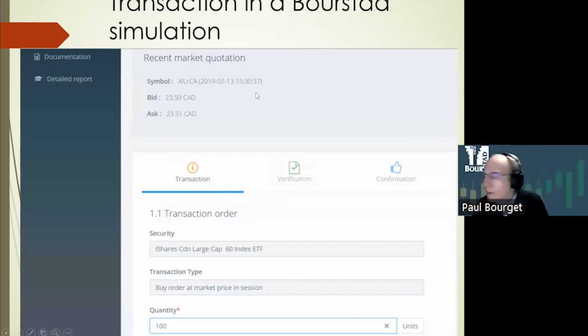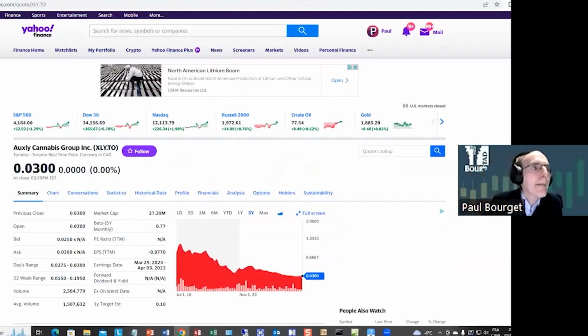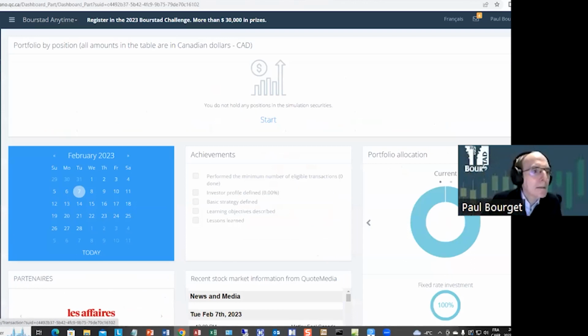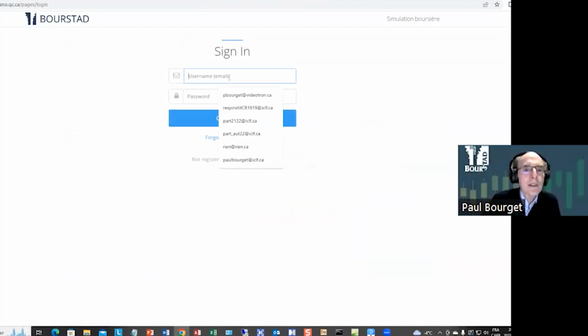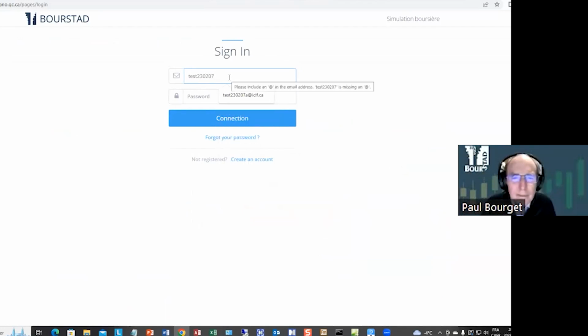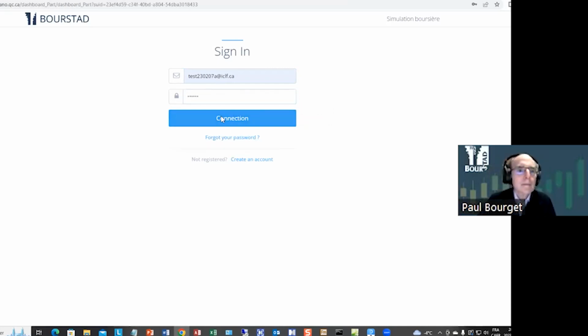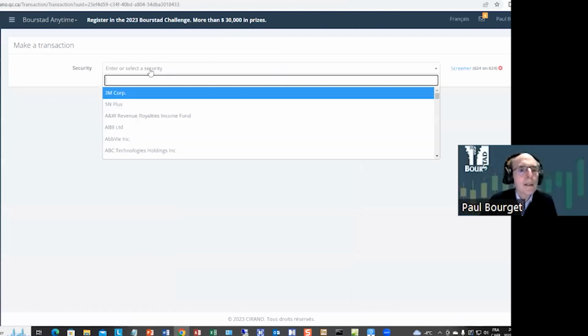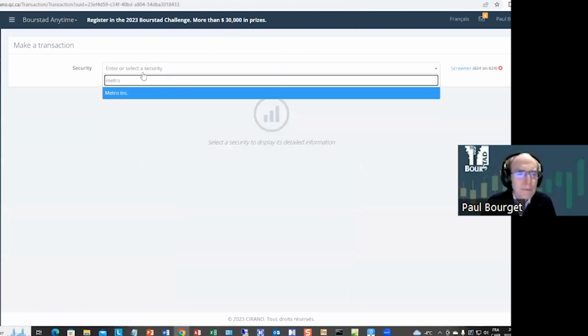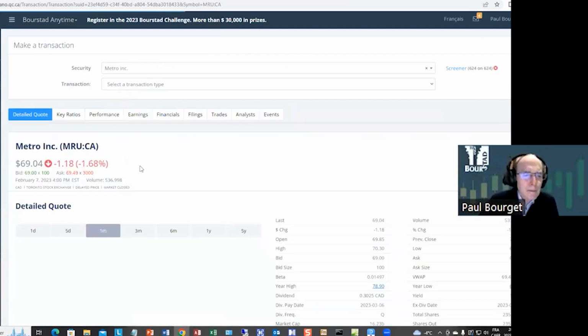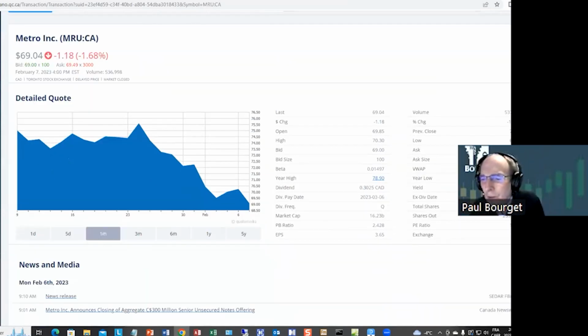So doing a trade in the Bourstad platform, that's something that I may do if you want. Here I am on my account. I create an account. Is it still there? No, I lost it. Okay, let's go for a trade on Metro. So Metro, we just looked at it a moment ago.